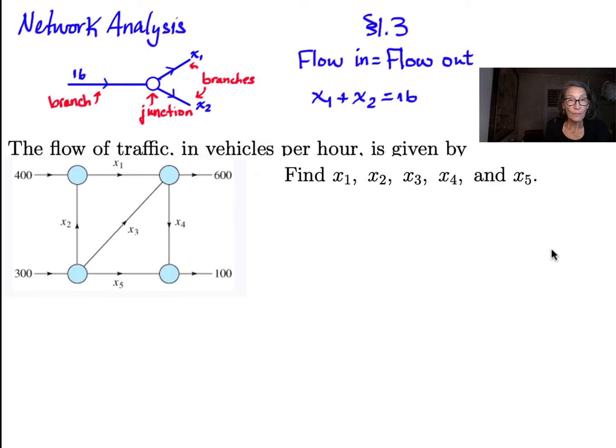So let's look at this example. In this example, it says the flow of traffic in vehicles per hour is given by this network. Okay, so that looks like there's 4 junctions and 9 branches. And the problem asks us to find x1, x2, x3, x4, and x5. So what we're going to do is first label or name the 4 junctions. So I've got junction 1, junction 2, 3, and 4. Now for each junction, I'm going to write down an equation representing the balance in the flow in and the flow out of that junction.